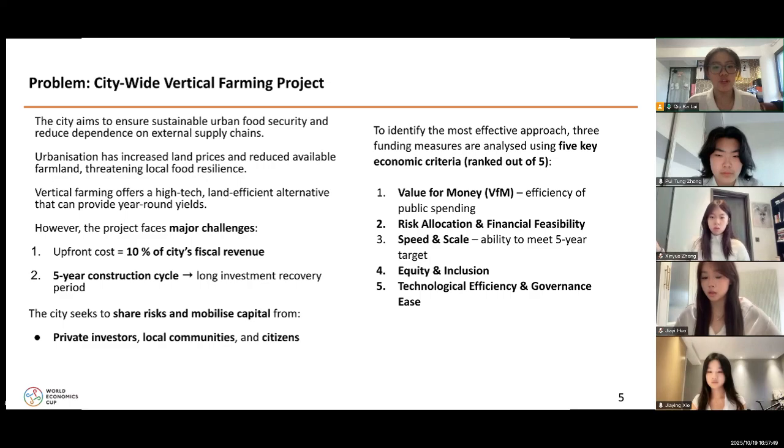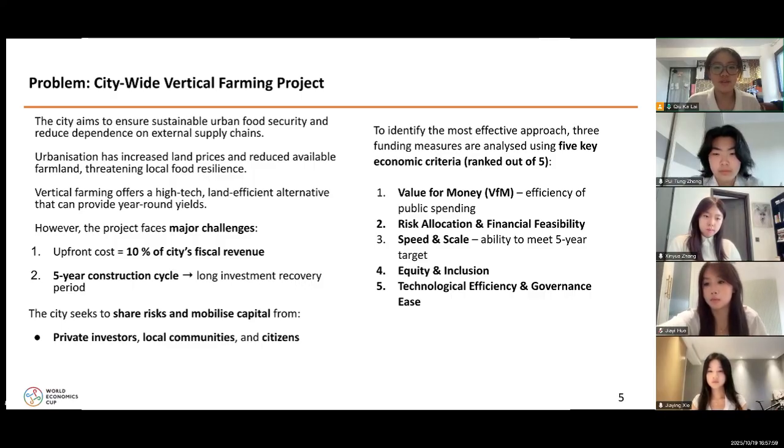The city therefore aims to attract broader participation from private investors, local communities, and citizens to share risk and accelerate implementation. To identify the most effective strategy, this analysis evaluates the 3 proposed measures based on the 5 key economic criteria, each ranked out of 5. Value for money assesses how efficiently each model converts public funds into measurable social and economic benefits. Higher value for money indicates greater return per dollar spent.